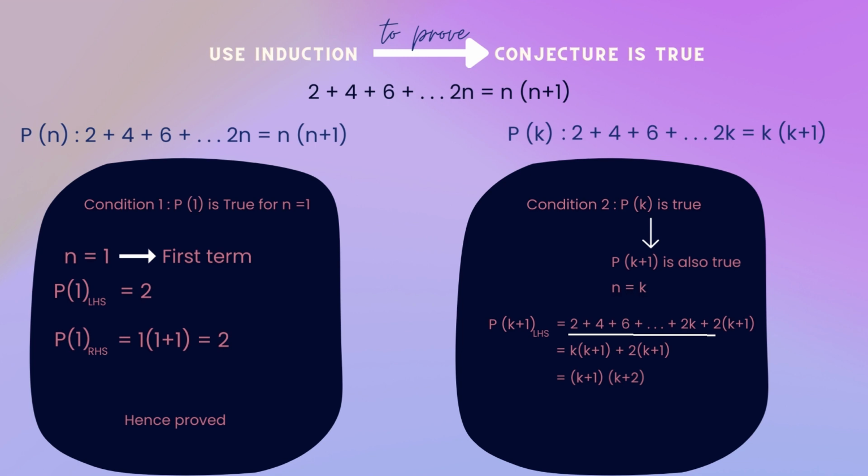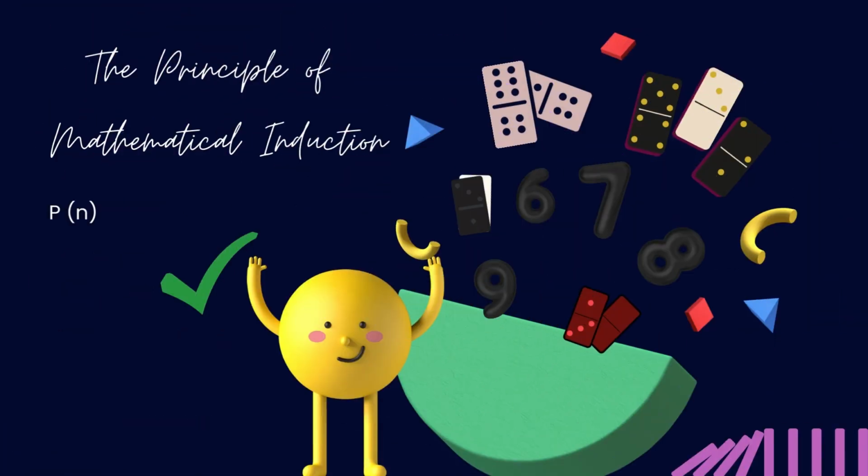Now, to calculate the right-hand side, we replace the k with k plus 1 in this expression. Hence, we get the right-hand side of P of k plus 1 as k plus 1 multiplied by k plus 1 plus 1, and that gives us k plus 1 times k plus 2. Therefore, we can say that the left-hand side of P of k plus 1 is equal to its right-hand side. This means P of k plus 1 is true, and the inductive proof is now complete. Consequently, by the principle of mathematical induction, we can say that P of n is true for all natural numbers n.